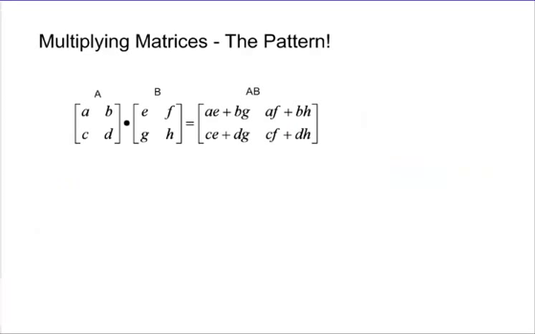Alright, here's the pattern for multiplying matrices. It's a little bit unique. You cannot just multiply the numbers straight through. But what we're going to do is multiply from left to right on matrix A with up to down on matrix B. And if you'll notice over here, I'm going to do A times E. Here's A. Here's E. And then plus B times G. Here's B. And here's G.